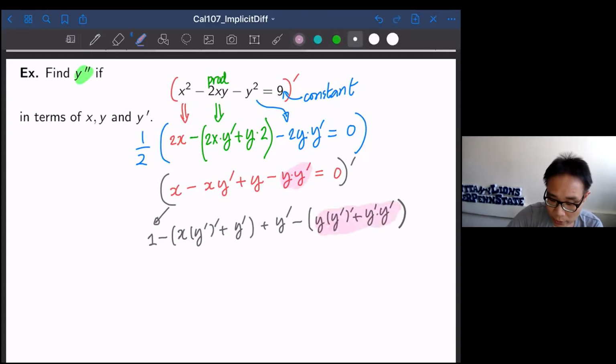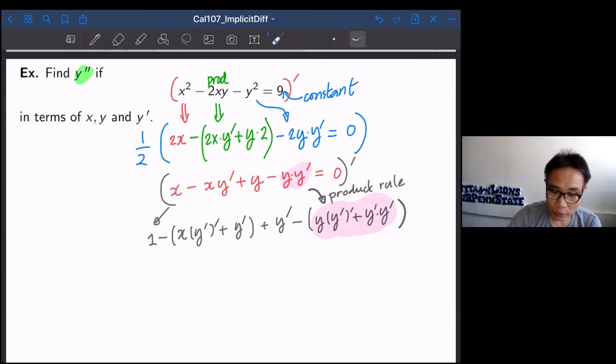Okay, so this one is a normal thing that students will confuse. Why do we have this one? So let me explain this term. In order to differentiate this, I'm going to use the product rule. You see that this is the first and the second, so it's going to be the first derivative of the second plus the second derivative of the first. Okay, so this is what we have.